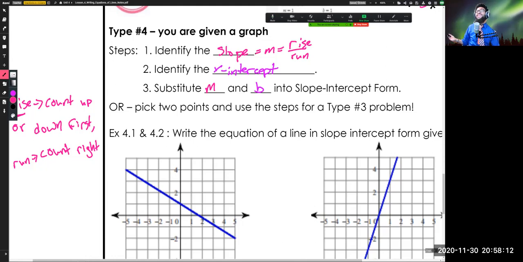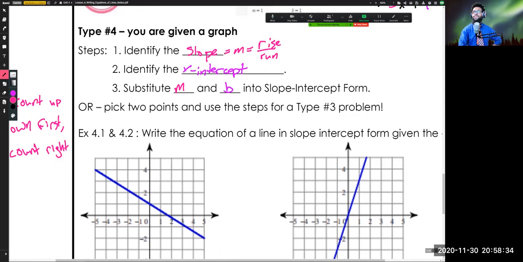And then another option is going to be to pick 2 points and use the steps for type 3, which is the one we just did, the Desmos one. Use those steps to find your slope, okay? So if the graph doesn't show your y-intercept, it just shows the x-intercept, you're going to want to pick 2 points and then find it that way.